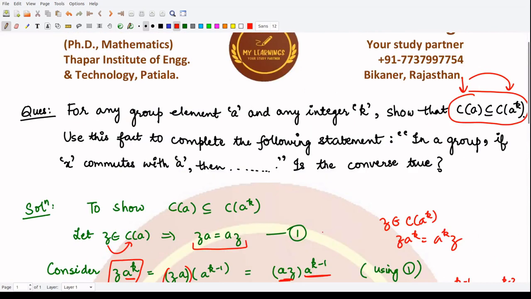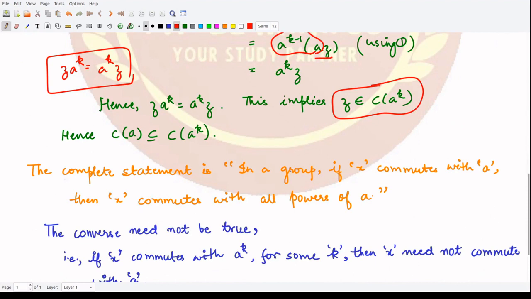For the second part, they are saying to use this fact to complete the following statement. This statement is given to us: in a group, if x commutes with A, then what will happen? If x commutes with A, what does it mean? X belongs to this centralizer. So that means it would also belong to this centralizer, and this is true for any integer k. So we can take any power of A. So we can write the statement like this: in a group, if x commutes with A, then x also commutes with all the powers of A. Now this is the result over here.